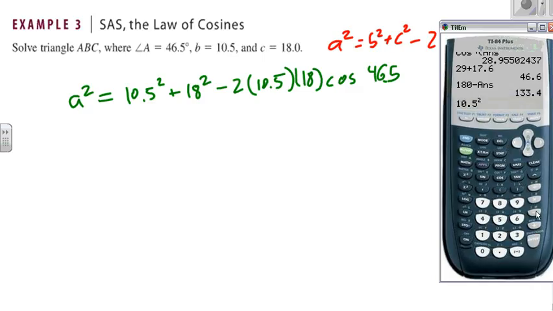10.5 squared plus 18 squared minus, and we'll do parentheses to make sure the calculator does the right order, 2 times 10.5 times 18 times cosine 46.5. 174.05, and we just need to take the square root of that. 13.2.